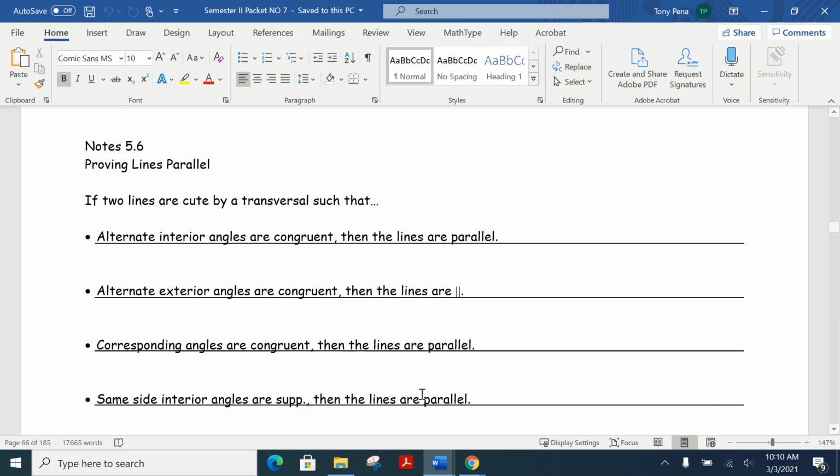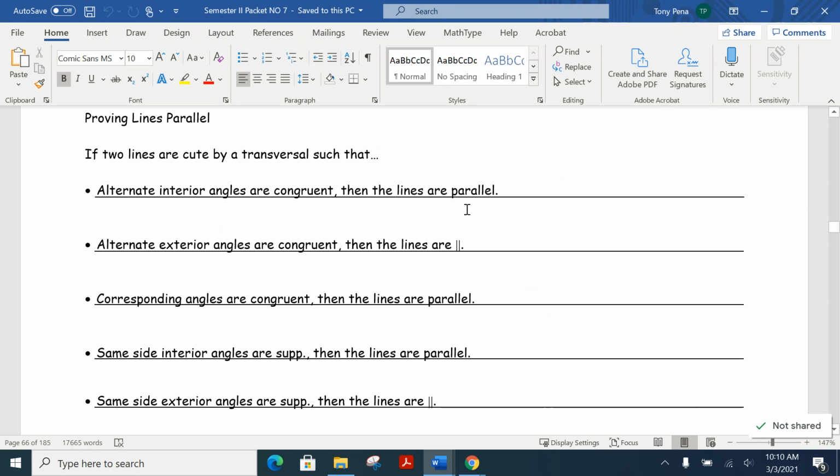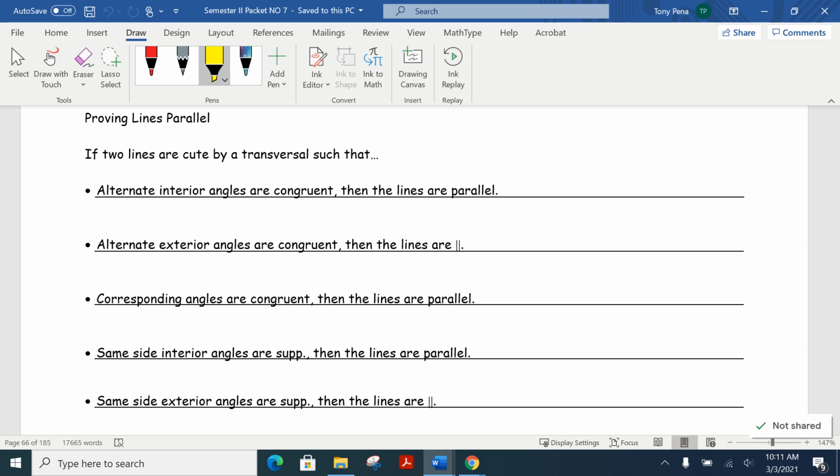Oops, wrong one here. What you're going to see here is now kind of the opposite of what we've been doing. It's not necessarily new information, but it's kind of the converse of what we've been doing, switching some words around. Now what we're going to do is, let's say I tell you that we have alternate interior angles that are congruent. If that's the case, what that will now allow us to do is conclude that our lines are parallel.